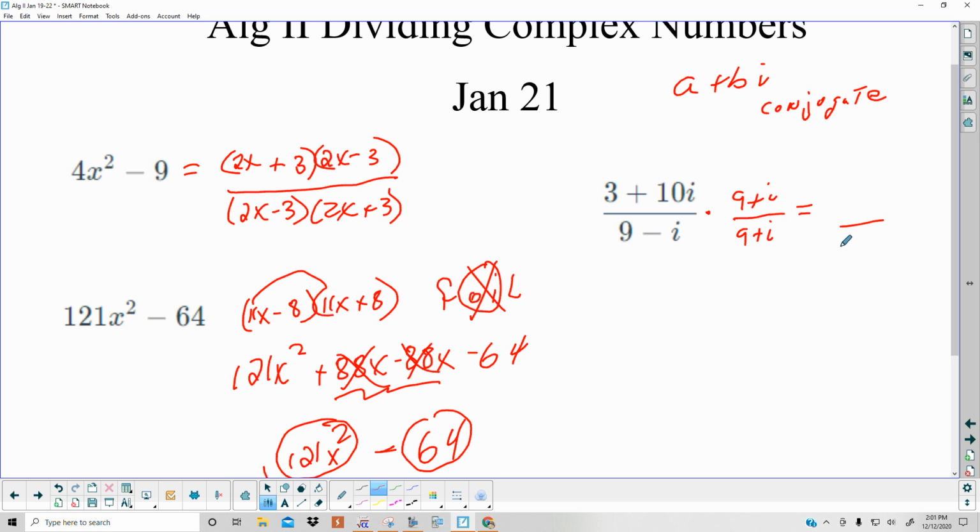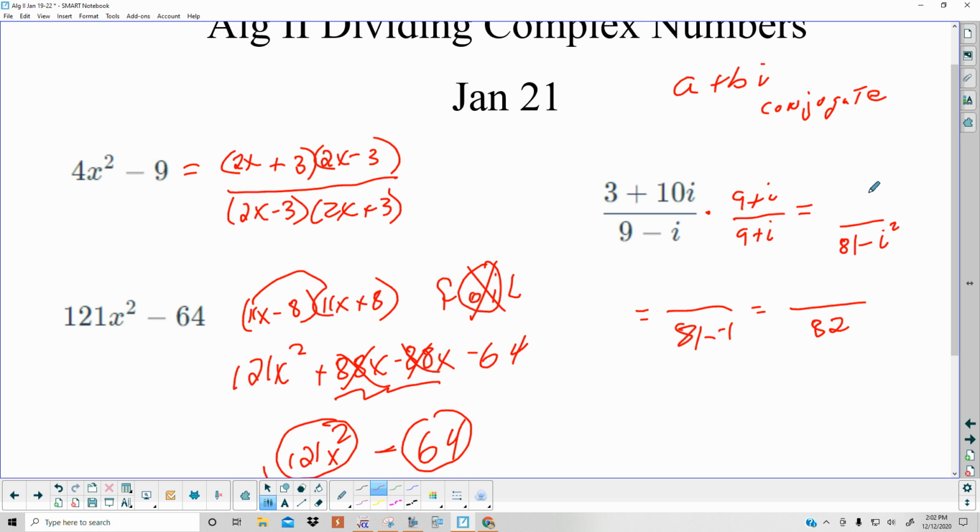So the bottom is 81 minus i squared. And what was i squared? Negative 1. So the bottom is 82. So we got i out of the bottom. Now let's look at the top. The top is going to require a FOIL. There really isn't any pretty way to work around that one.